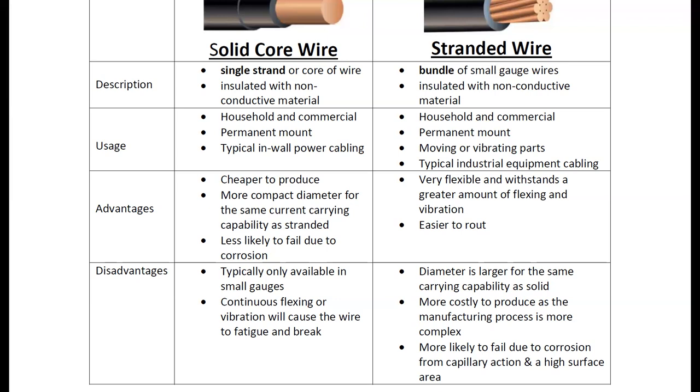So get used to seeing that, get used to feeling this thing between your fingers. That's gauge 14. On our wire carousel, there are some gauge 12 wires also. You can play with that. Just take a look at that. See which one is gauge 14, which one is gauge 12, and see what the difference is. And if you're not sure, and if you still want to know, ask me. I'll show you. All right. So disadvantages of, like I said, solid core wire: typically available only in smaller gauges, which is thin wires. And disadvantage again for solid core: continuous flexing or vibration will cause the wire to fatigue and break.